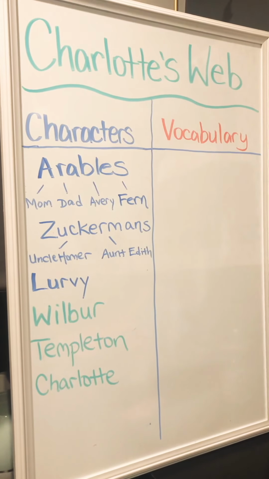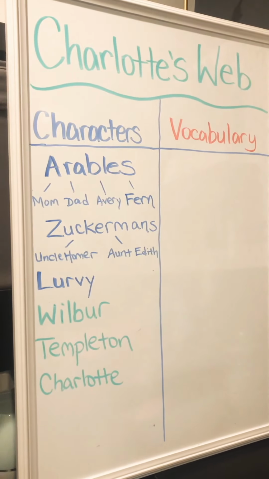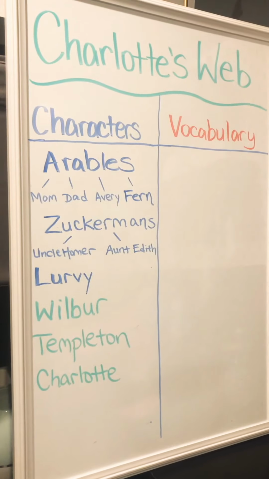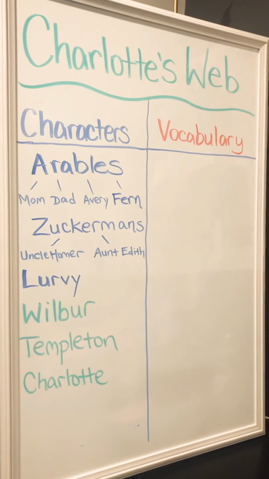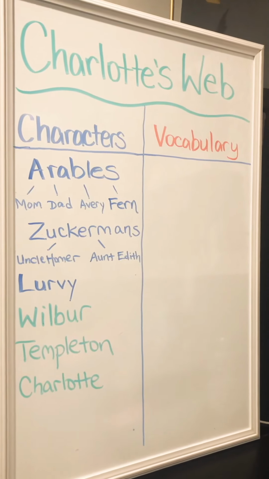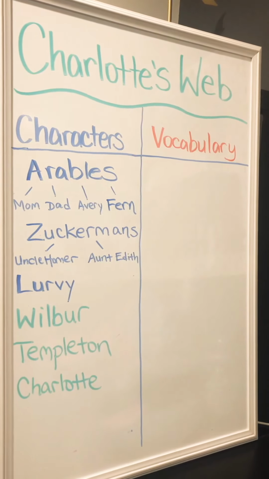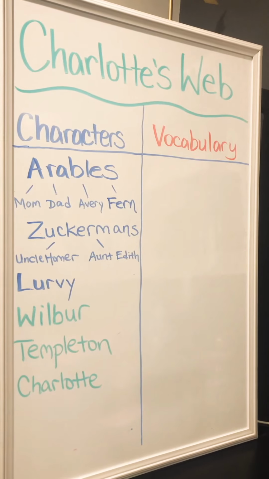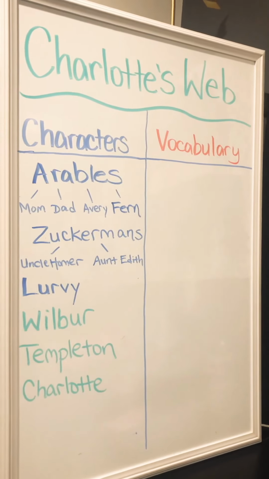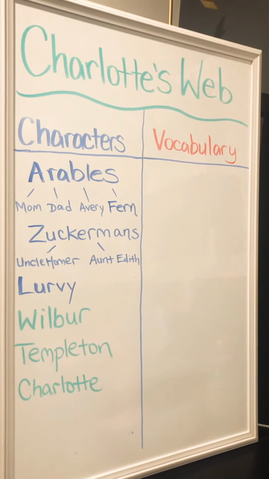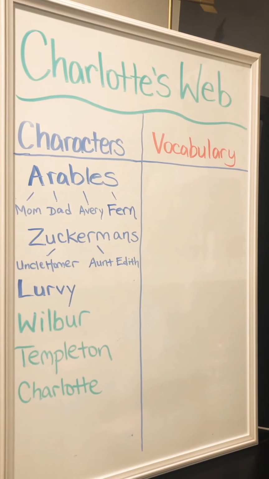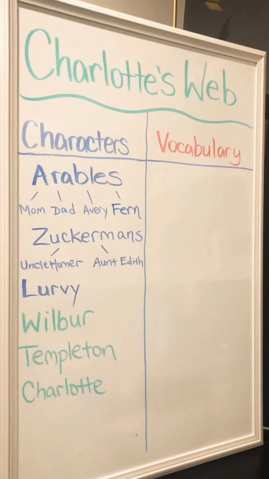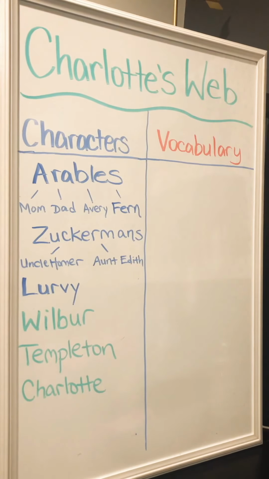The Arable family is first on the list, and that's made up of Mom, Dad, Avery, and Fern. Fern is the girl that was taking care of Wilbur at the beginning, and the Arables are the ones that had the pigs where Wilbur was born. All right, the next characters on our list are the Zuckermans, and that's Uncle Homer and Aunt Edith. They're the ones that bought Wilbur from the Arable family. So Wilbur lives at the Zuckermans' house now.